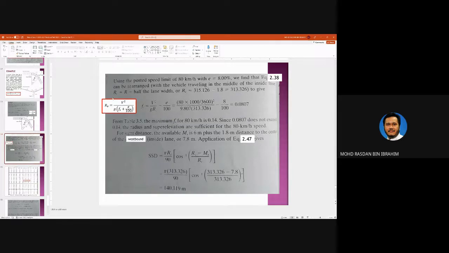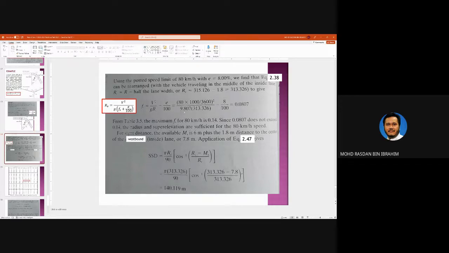So this equation here, we rearrange so that we can calculate the Fs. We know the super elevation, we know the RV, V squared, which is the speed limit, and the gravity here. So you calculate for Fs, side friction. So the side friction is 0.0807.